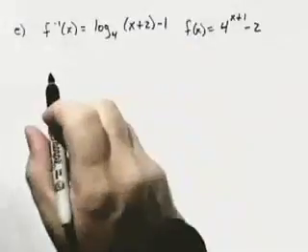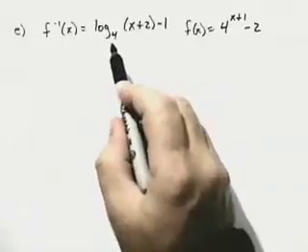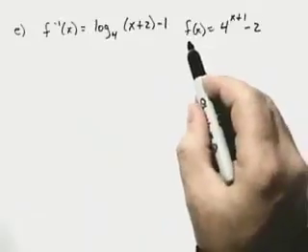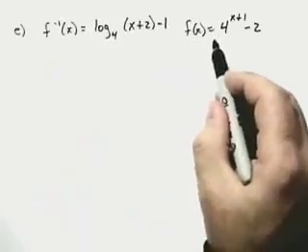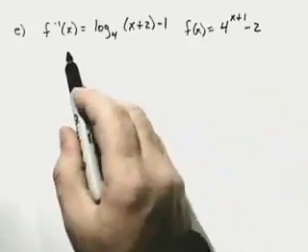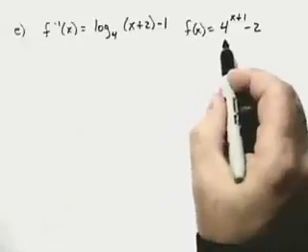In part C of this problem, we used the graph of the function to determine the range of the function. In part E, we're going to use the inverse function to determine the range as well. We found that the inverse function, f inverse of x, was log base 4 of x plus 2 minus 1. Recall that our original function was the exponential function, f of x equals 4 to the x plus 1 minus 2. We want to use the inverse function to determine the range of our function f.